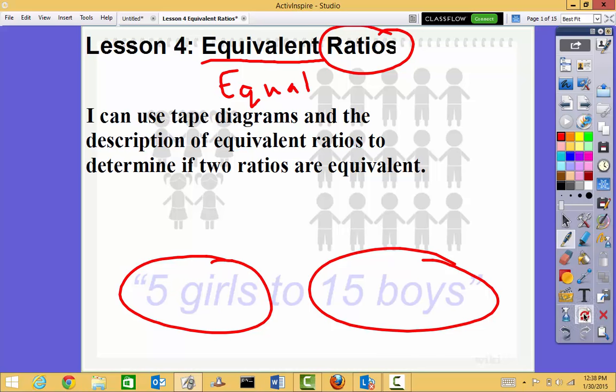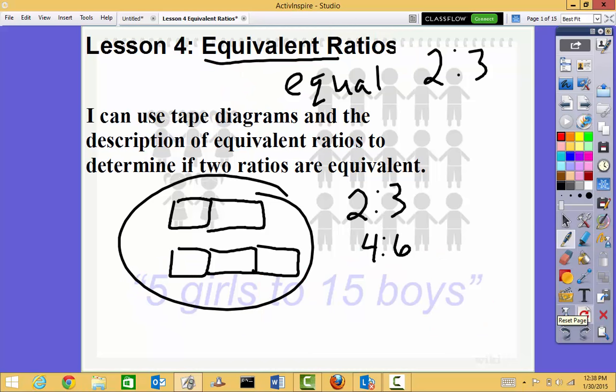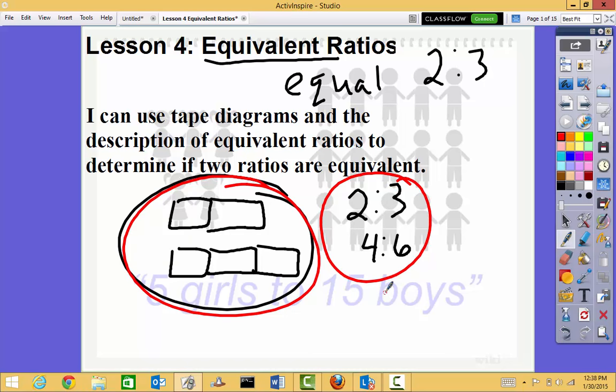Our I can statement is: I can use tape diagrams and the description of equivalent ratios to determine if two ratios are equivalent. So here we have a tape diagram, and here we have ratios, and we're going to be using this model to determine if those are the same. So let's watch this video.